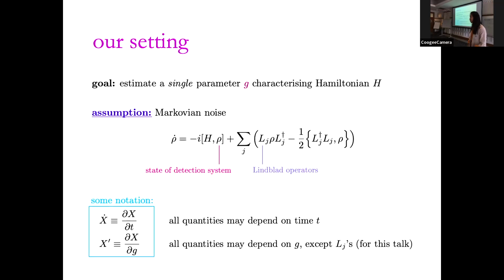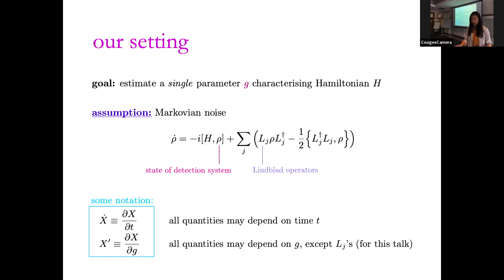So by default, you should think of everything we'll encounter, including any scalars or operators, as functions of both t and g. Except for the purposes of this talk, we'll assume that the Lindblads only depend on time. In the paper, we analyze the more general case where they can also depend on g. For instance, the state rho of the detection system is obviously evolving with time, but it evolves under this master equation, which is different depending on the value of g in the Hamiltonian. So the state rho also depends on g.